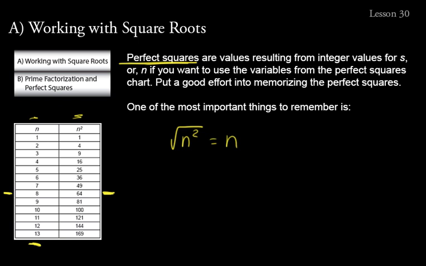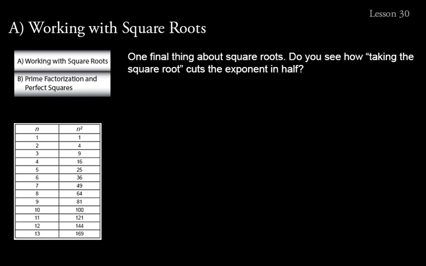Okay? In other words, what we're saying there is the square root of 64 is 8. The square root of 81 is 9. The square root of 100 is 10, and so on and so on. Okay? Taking the square root of a perfect square gets you back to the value of n. One final thing about square roots, do you see how taking the square root cuts the exponent in half?